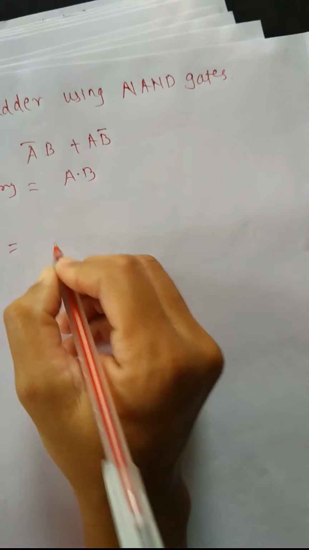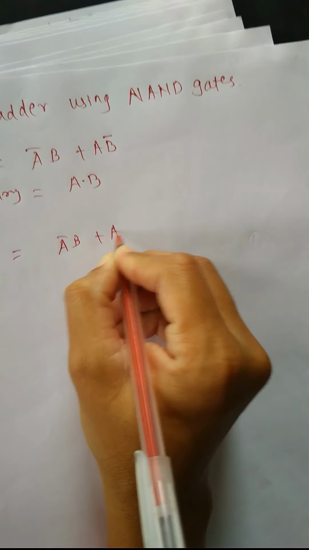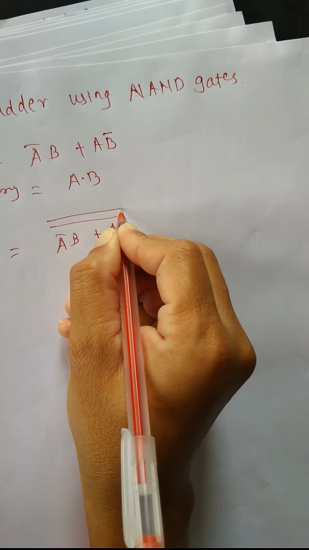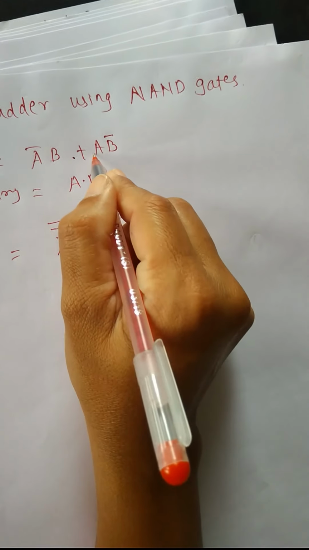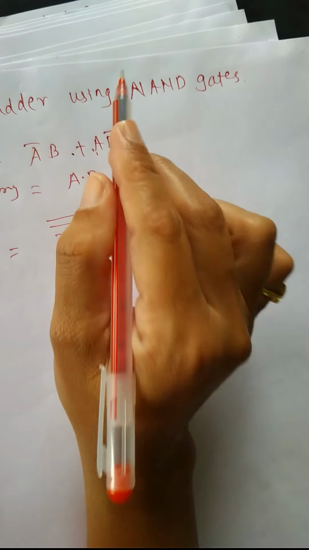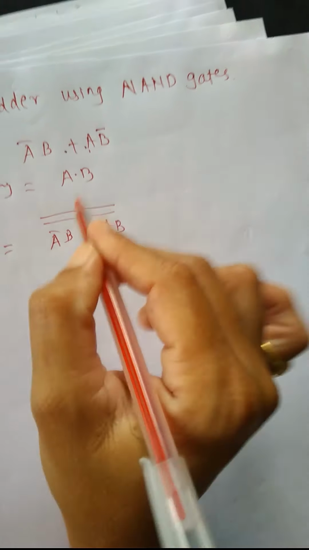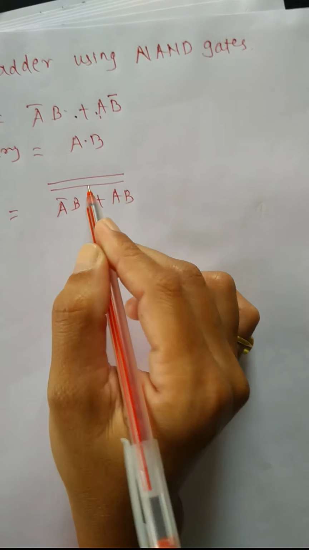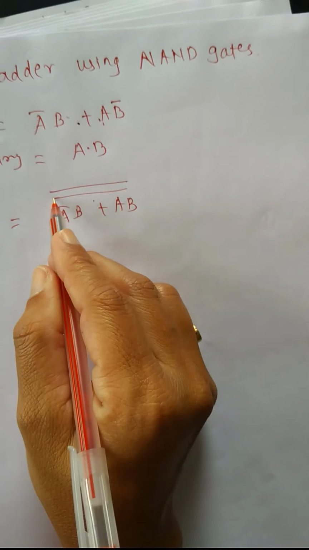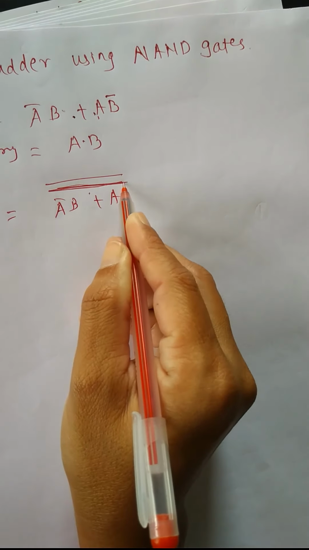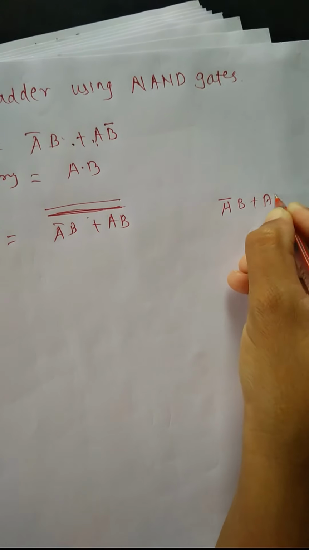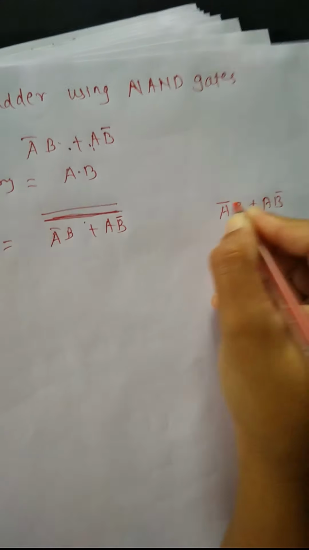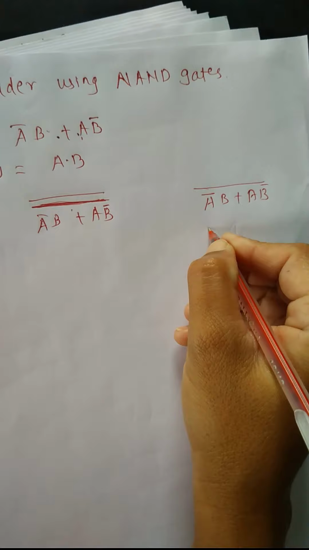So the sum equation is A bar B plus A B bar. Take the double inversion for this equation. We want this equation in NAND form, because we have to design the adder using NAND gates. So we convert this equation into NAND form. We take the double inversion, and for the single inversion you have to apply De Morgan's theorem on A bar B plus A B bar.